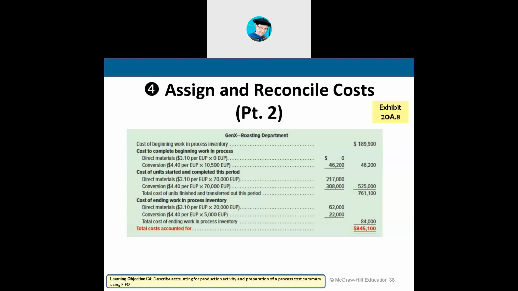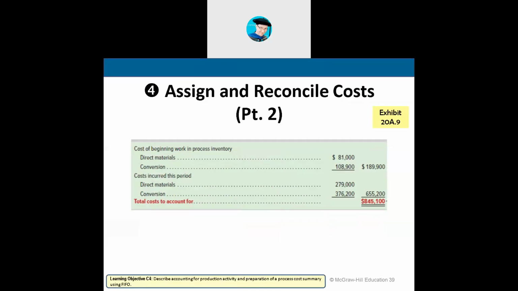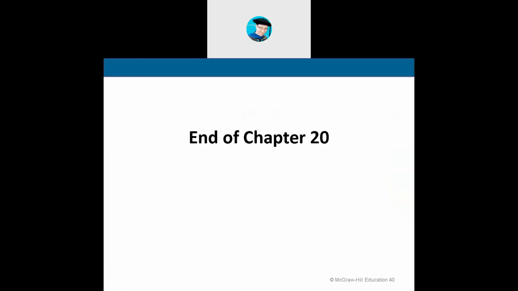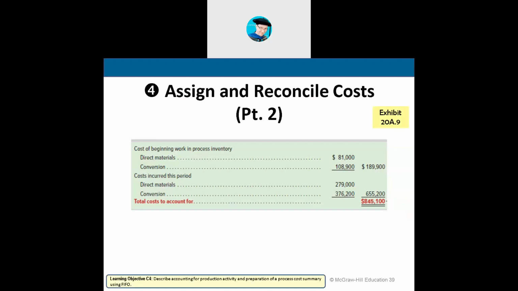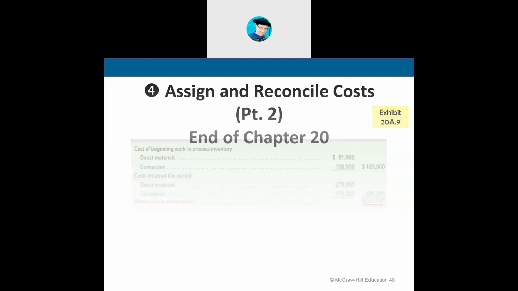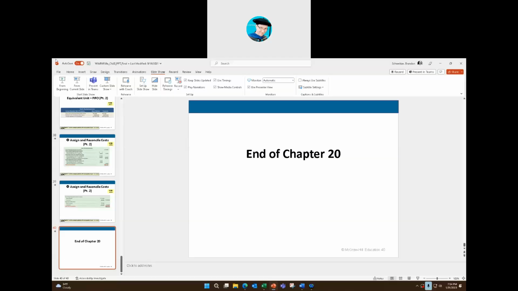So we can see the difference between first in, first out and the average. Beginning work in process plus the direct materials and conversion plus direct materials and conversion equal total cost accounted for. That's the primary difference between first in, first out and weighted average for equivalent units of production. But you don't have to go too deep on that part.